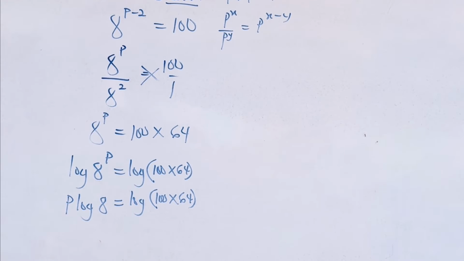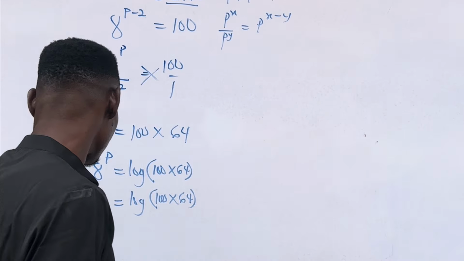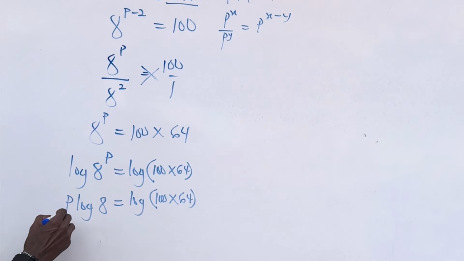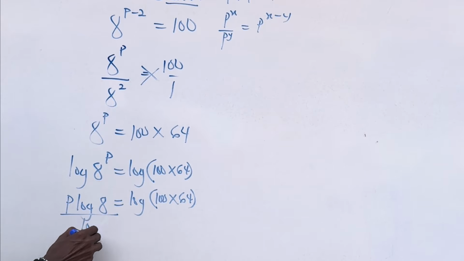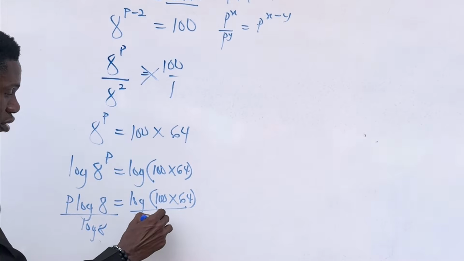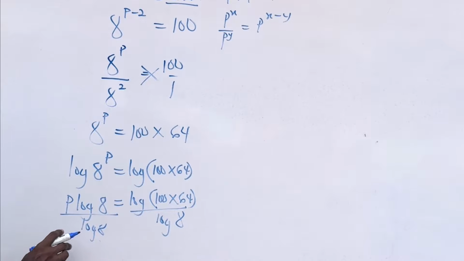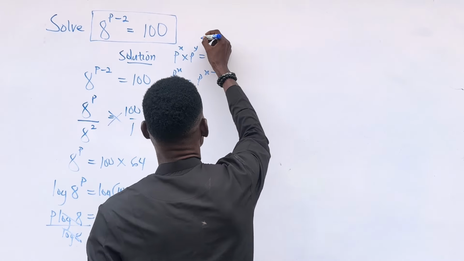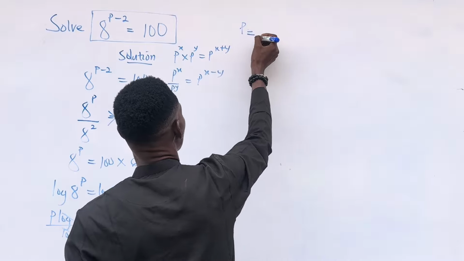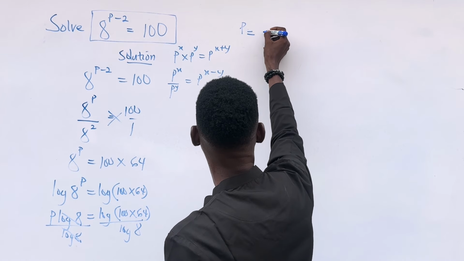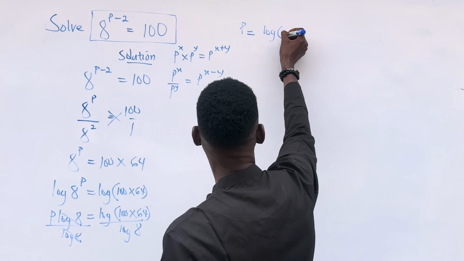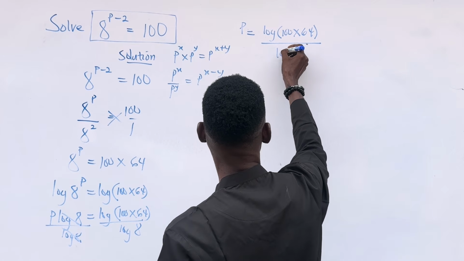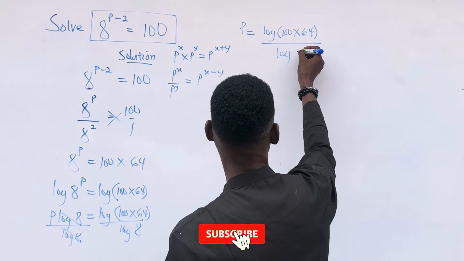Okay, so from here, we can divide both sides by log 8, log 8 divided by log 8, such that our p is equal to log of 100 multiplied by 64, all over log 8.